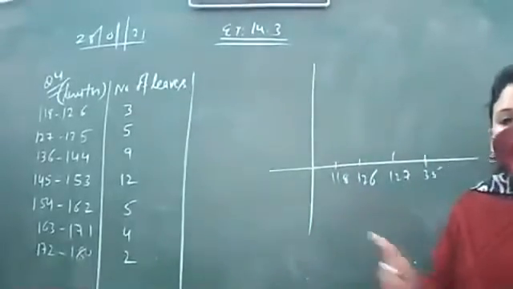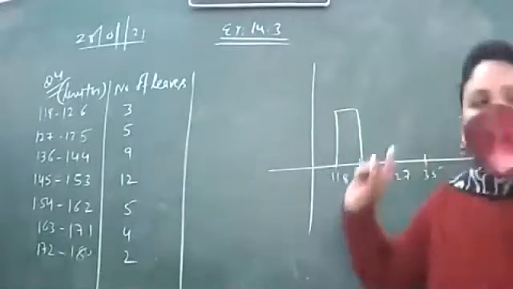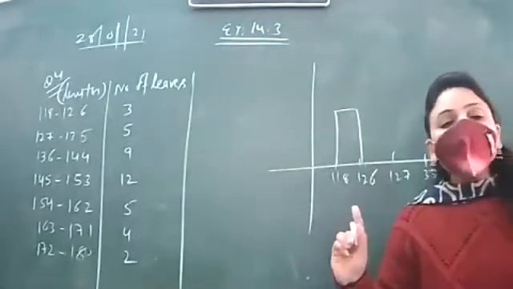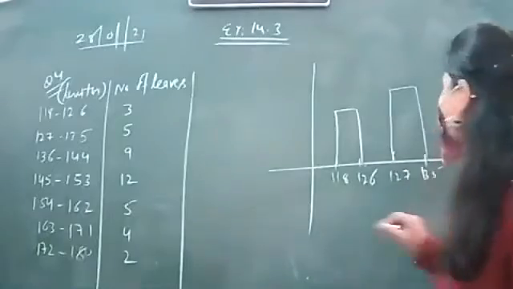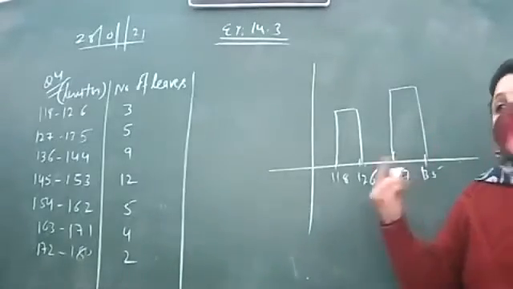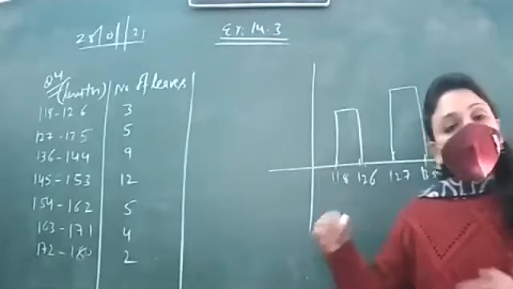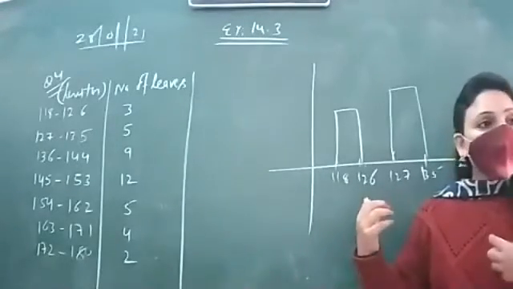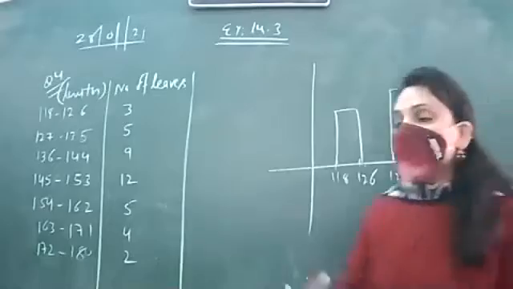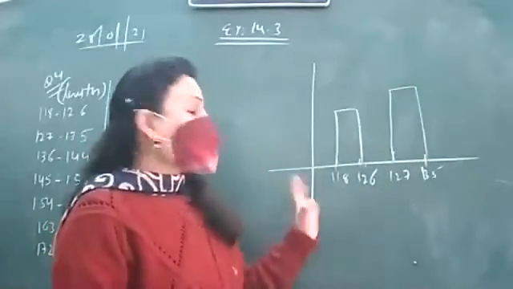So if I draw the first bar 118 to 126, it will be like this. I have not yet associated the frequency. And I draw the second 127 to 135, it will be like this. That means if I draw the histogram with the same data which is given, then I will get the picture like this, which doesn't seem to be a histogram. It seems to be a bar graph. Moreover, why does this discrepancy occur?